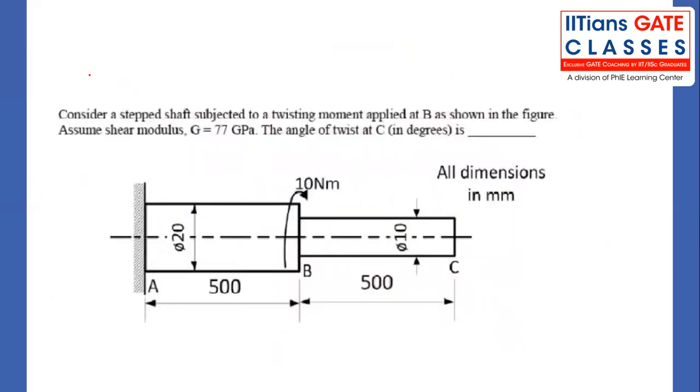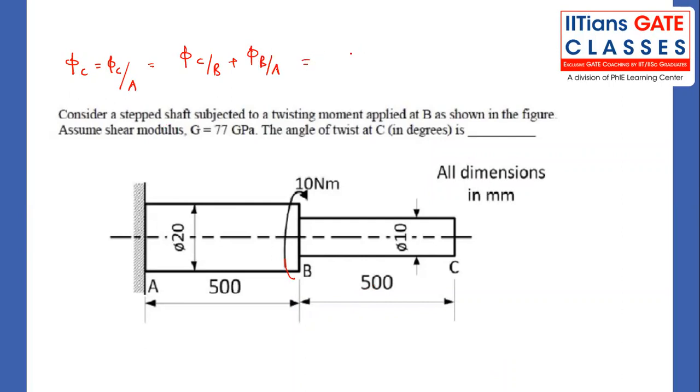Now, we'll try to solve this numerical also. Consider a stepped shaft which is being subjected to a twisting moment, something like this. At the B point, shear modulus is given, and they are asking what is the angle of twist at C. We can write angle of twist C with respect to A. Whenever they ask you angle of twist, you have to calculate angle of twist with respect to the fixed end. Phi C with respect to B plus B with respect to A. We can write like this.